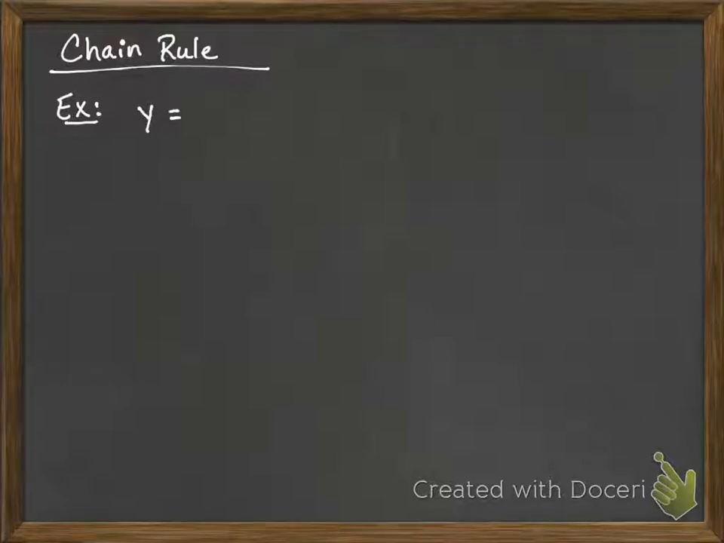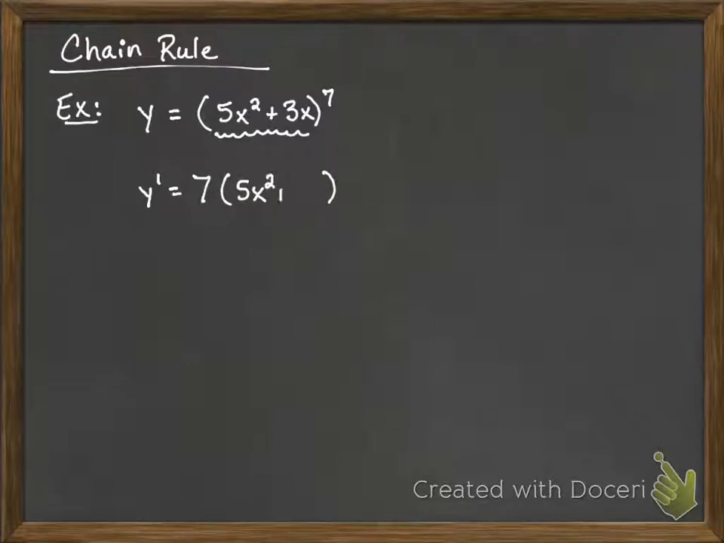All right. So example 1 says 5x squared plus 3x all to the 7th power. Okay, so what the chain rule tells you is you have to take the derivative of the whole deal. It's like taking the wrapper off of the candy. So that turns into kind of like a power rule situation where you bring the power of 7 down, you multiply it by all the stuff that's inside, and it's to the 7 minus 1, which is the 6th power.